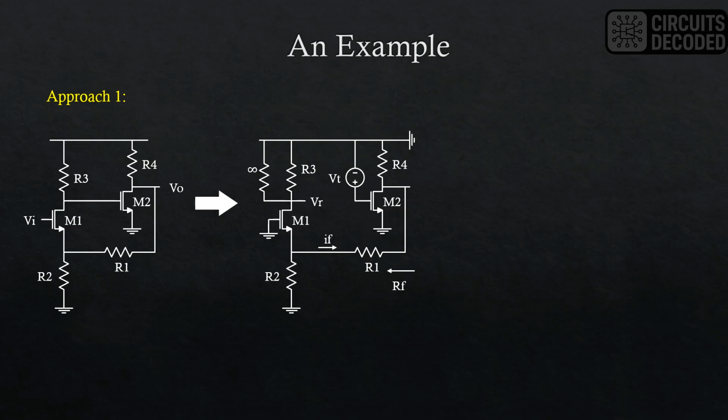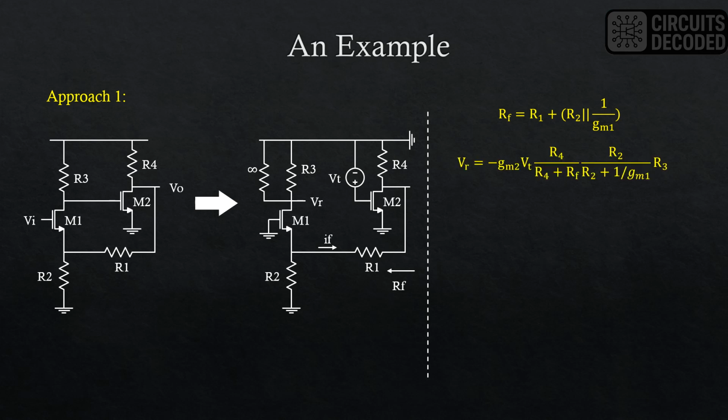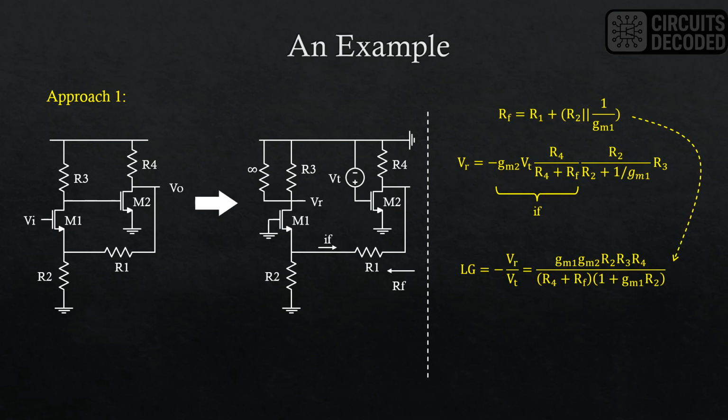Now to find the loop gain, we first need to find Rf, which is simply given as R1 plus the parallel combination of R2 and 1 over Gm1. Next, to find Vr, we need to find the part of the current flowing through M1 and multiply it with R3. To find the current, we can do a simple current division analysis as shown here. The loop gain is simply the ratio of Vr over Vt and can be given as shown in this expression. Now we substitute Rf in this expression and further simplify it as shown in equation 1.